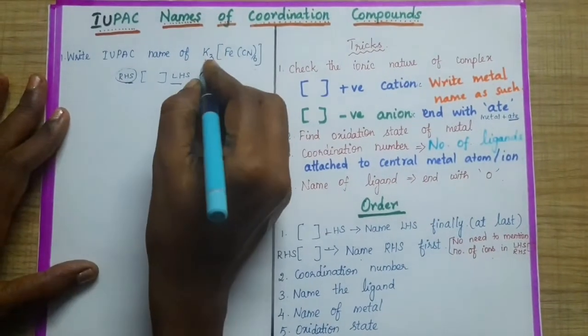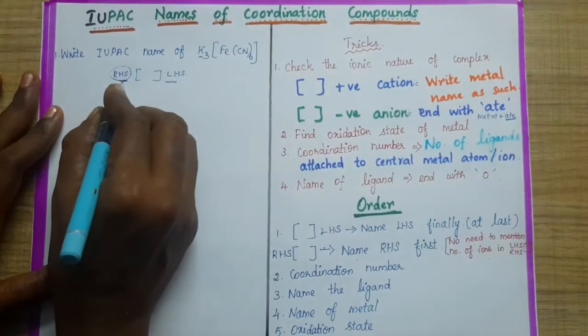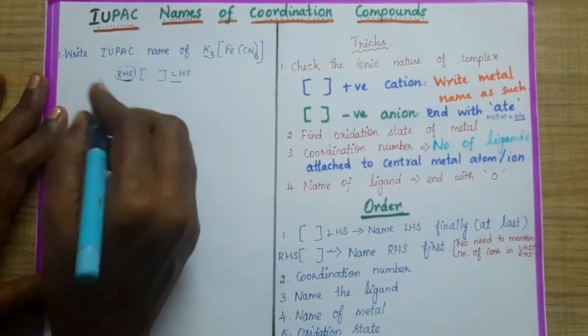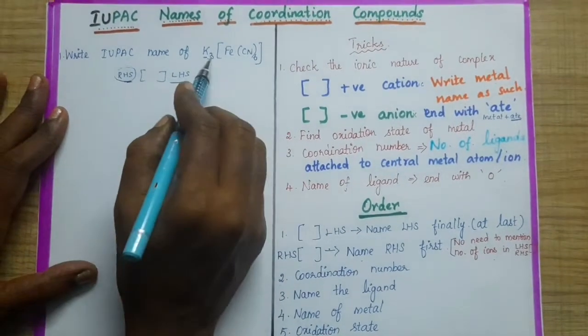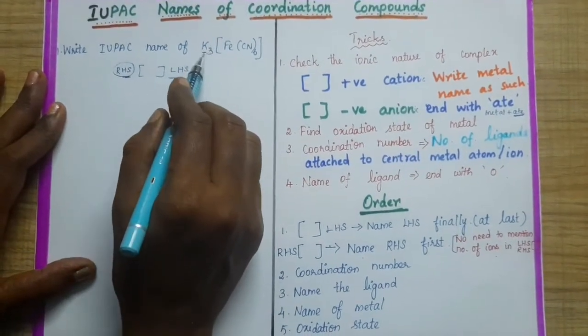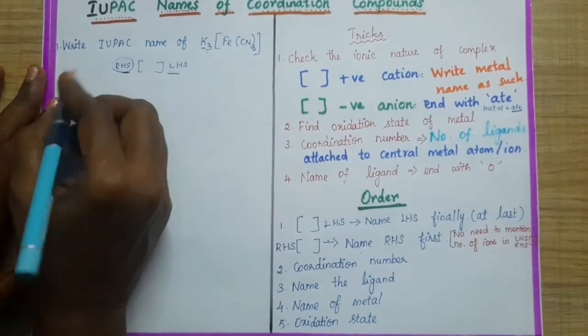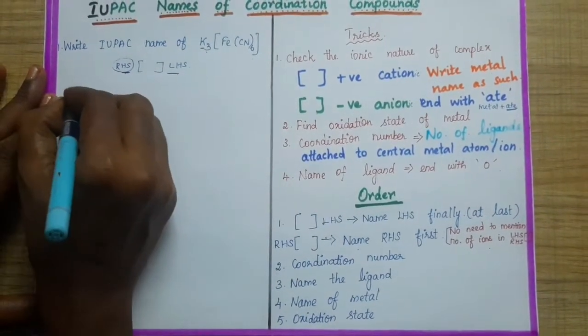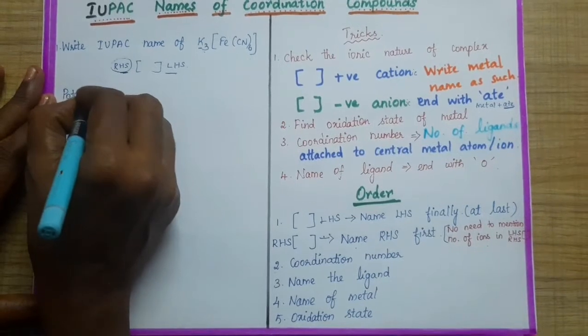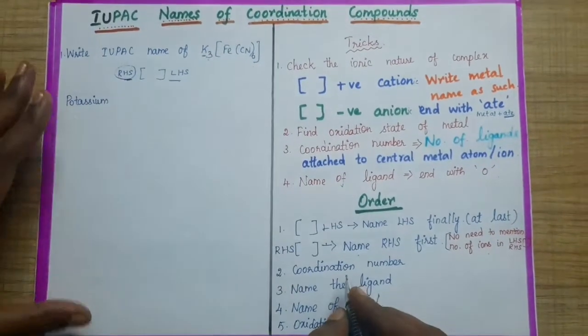K3[Fe(CN)6]. Okay. The potassium is now present on the right-hand side, so I can name it as such. I should not mention the number of ions of potassium. So I can name it first of all as potassium. What is the next step?